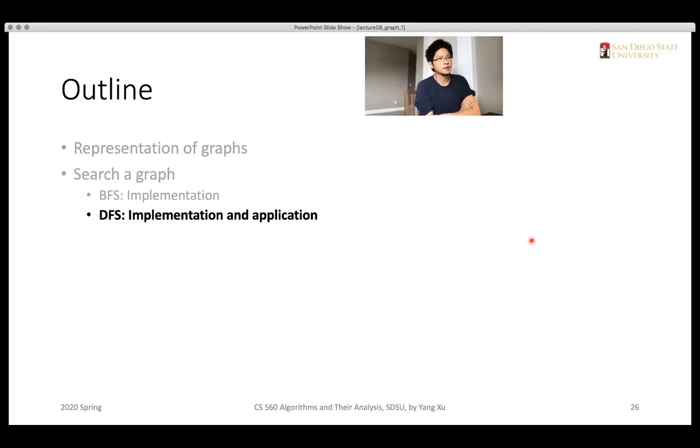And that's it for the first graph search algorithm, BFS. And in the next lecture, we'll talk about depth first search.